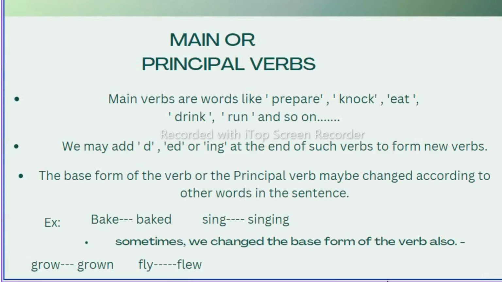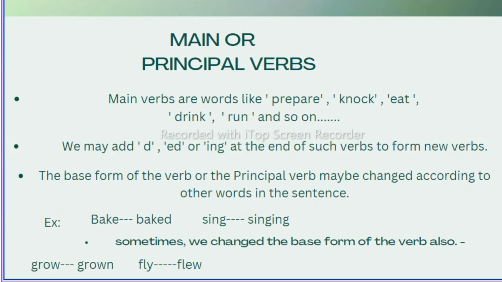Main verbs are words like prepare, knock, eat, drink, run and so on. These are our actions, like we sleep or jump, run, eat and knock or prepare something. We may add d, ed or ing at the end of such verbs to form new verbs. Like if I add ing to sing, that becomes singing, or if I add d to walk, that becomes walked.